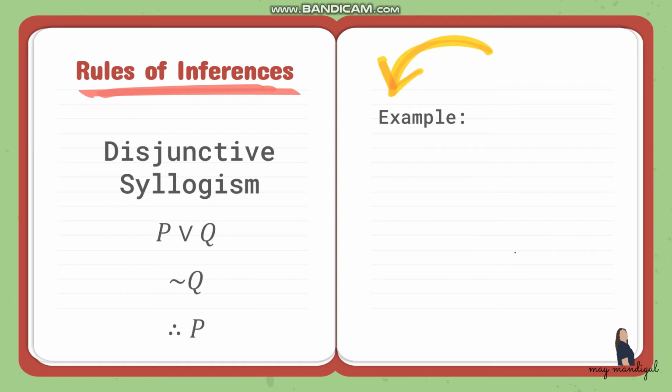Next we have disjunctive syllogism. Now in disjunctive syllogism, we have two propositions or two premises. First is a disjunction, so P or Q, and then the second one is a negation of Q, or of the second proposition from the first premise. So if this is already false, because it's a negation, then our only choice is P. So we have here P as our conclusion.